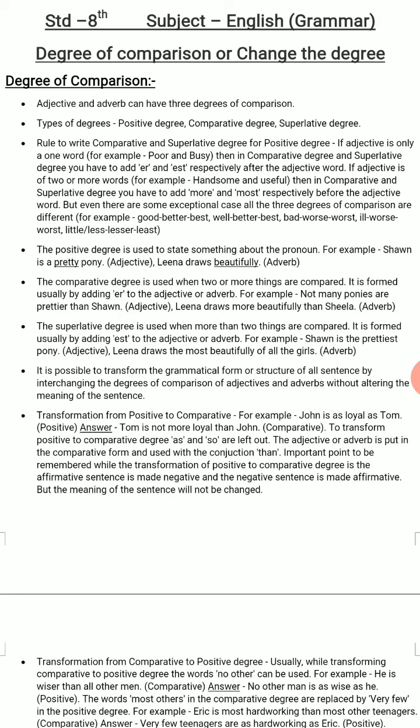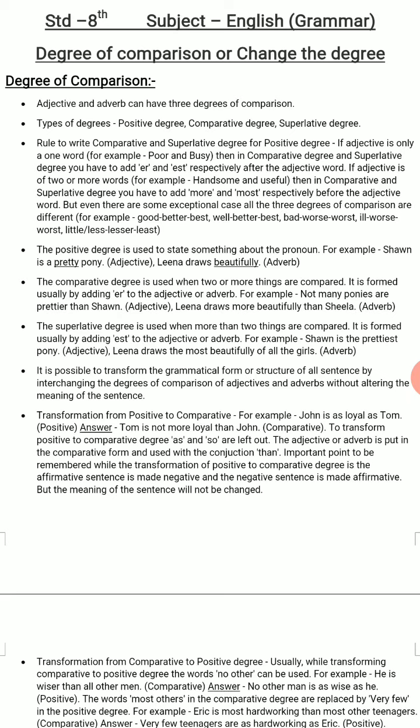That is, first is positive degree and second is comparative degree. So if you are asked to transform the superlative degree into the remaining 2 degrees, you should write the positive degree first and then the comparative degree. This sequence should be followed so that a good impression will be created in front of the examiner.